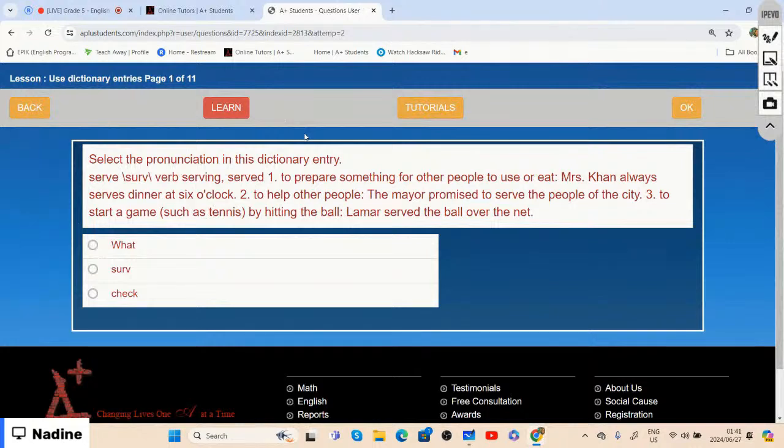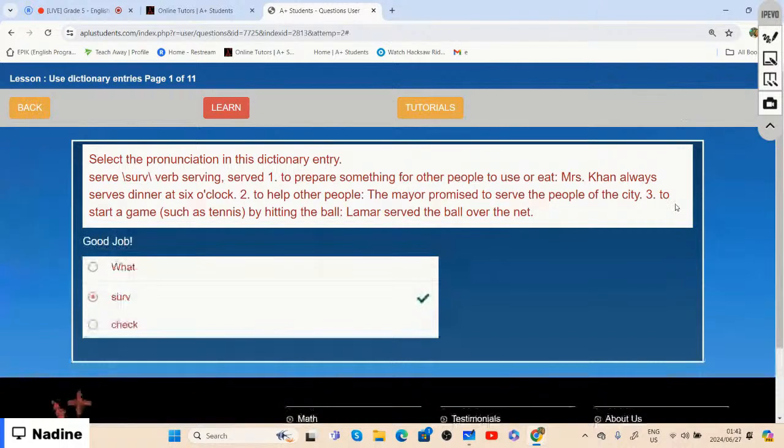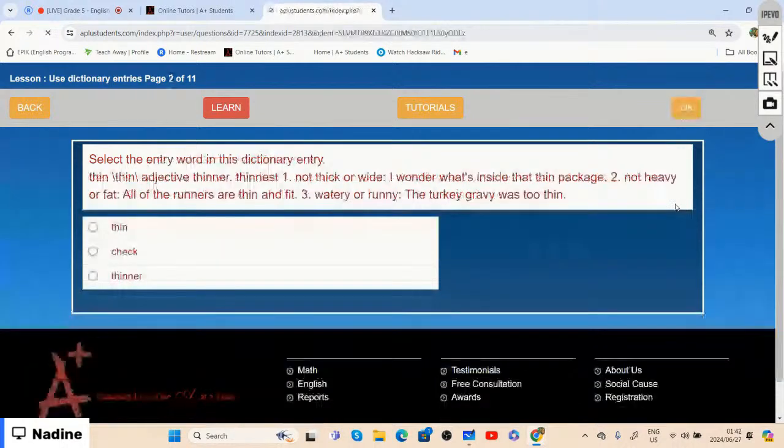So option one, two, or three. Is it serve? The pronunciation. So pronunciation is how we pronounce something. All right, and if we were to select the pronunciation, then yes, we will choose option two, serve. That is how we pronounce the word. That is the pronunciation. Option two is correct.